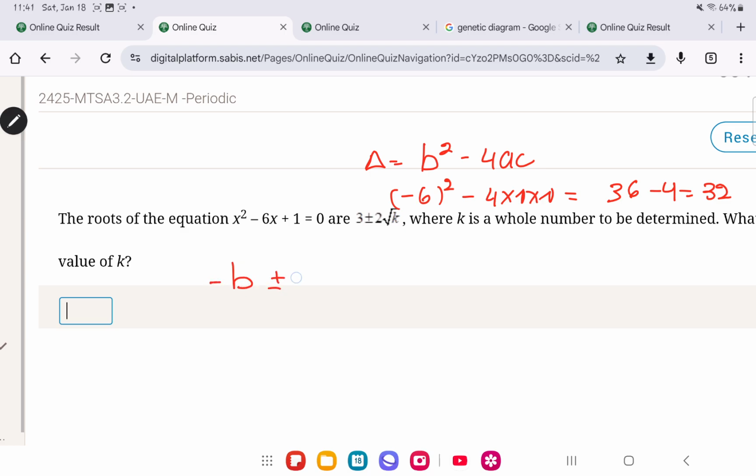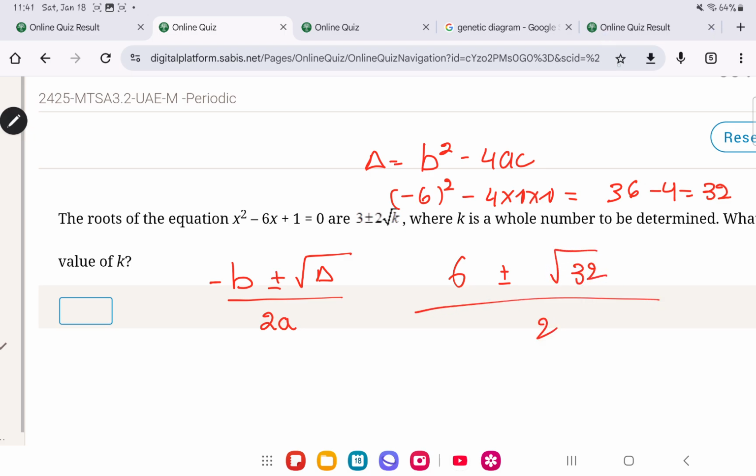Minus b plus or minus the radical of the discriminant divided by 2a. So in this case, our b is 6, so it's going to be minus minus 6, which is 6, plus or minus radical 32 over 2a, so 2. Now let's try to simplify radical 32.